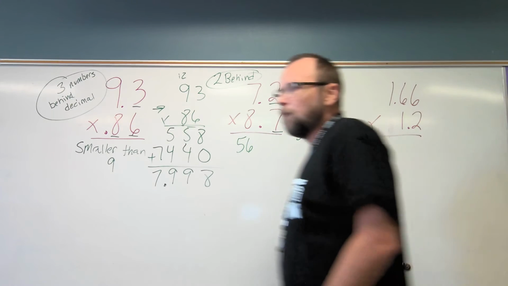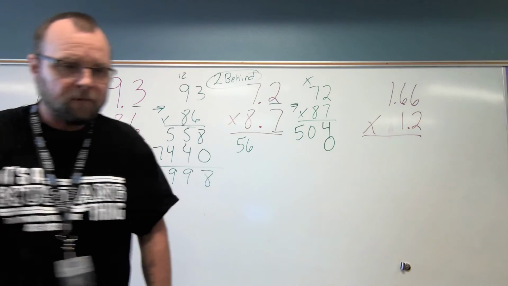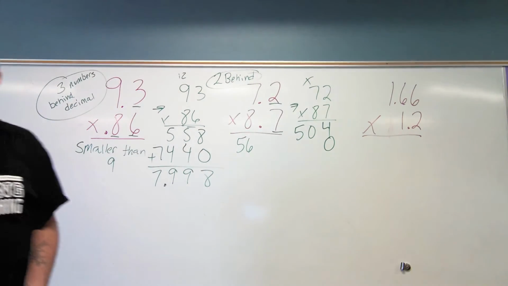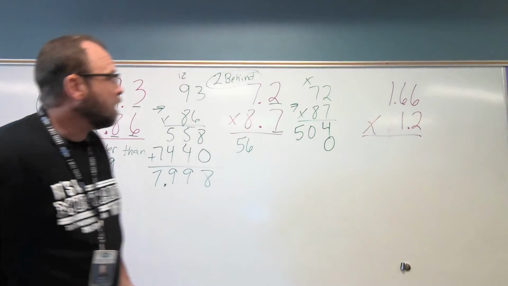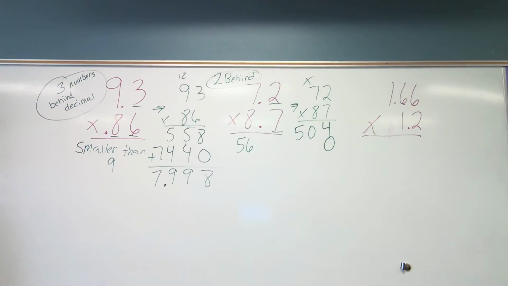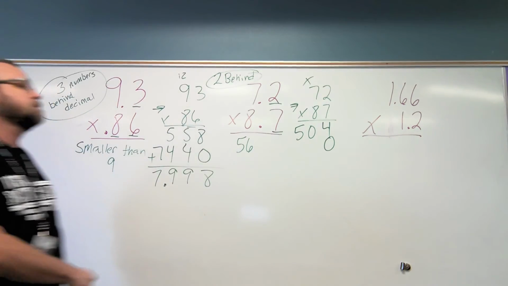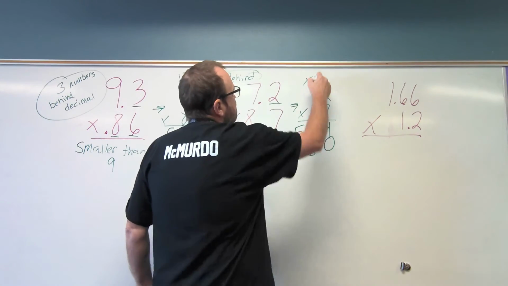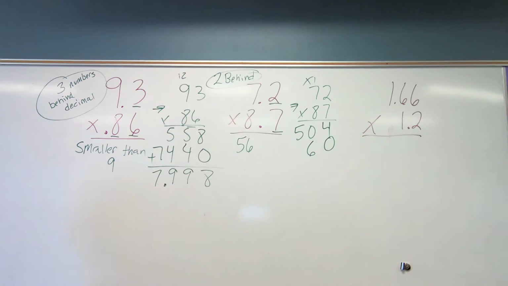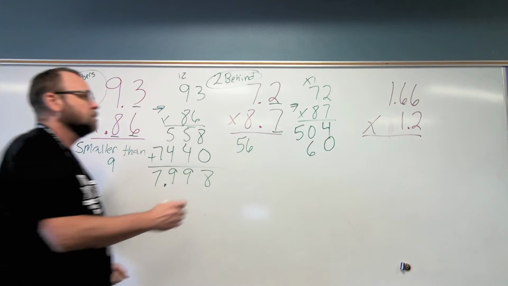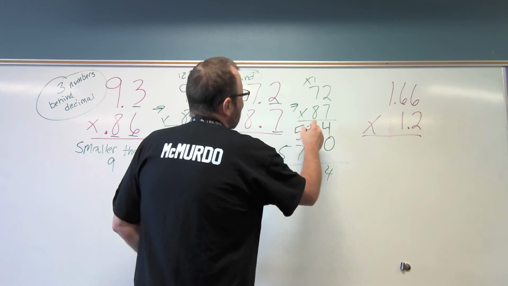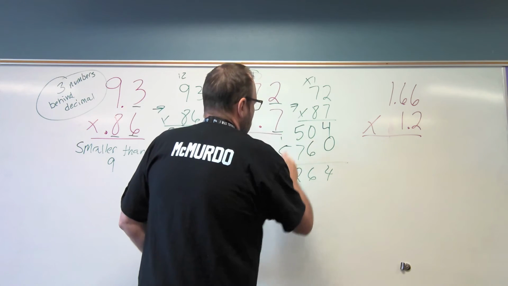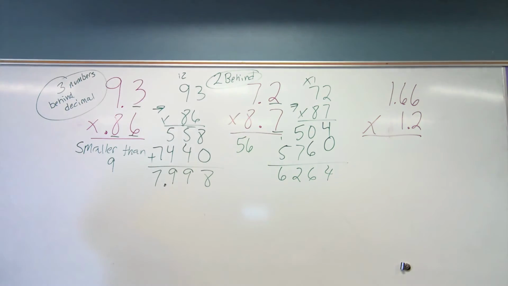Now I'm going to my 8, which is in the tens place. Azzy, what is 8 times 2? 16. That's 16 tens, or 6 tens and 100. Azzy, what is 8 times 7? 56. Plus the 1 more that I carried over? 57. And I get 6, 2, 6, 4.